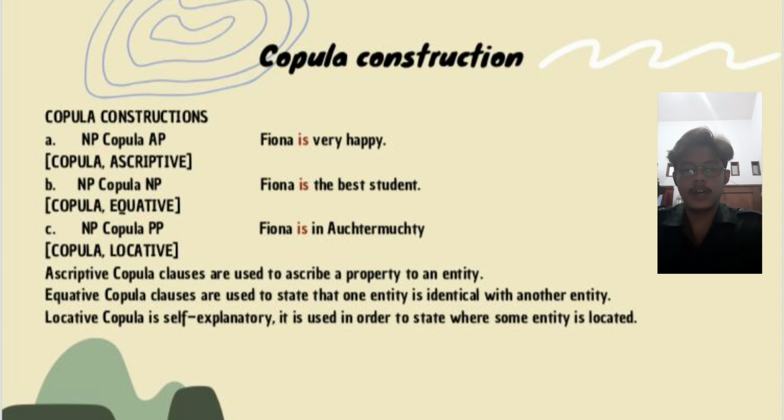The second example also shows Fiona as the noun phrase, and is becomes the link between the noun phrase and another noun phrase. Example B shows how two entities, the noun phrases Fiona and best student, refer to one person, as Fiona is equated to the best student. And the third example, copula locative, is self-explanatory, where Fiona as the noun phrase links with the copula locative, clearly defining where Fiona as the entity is located.